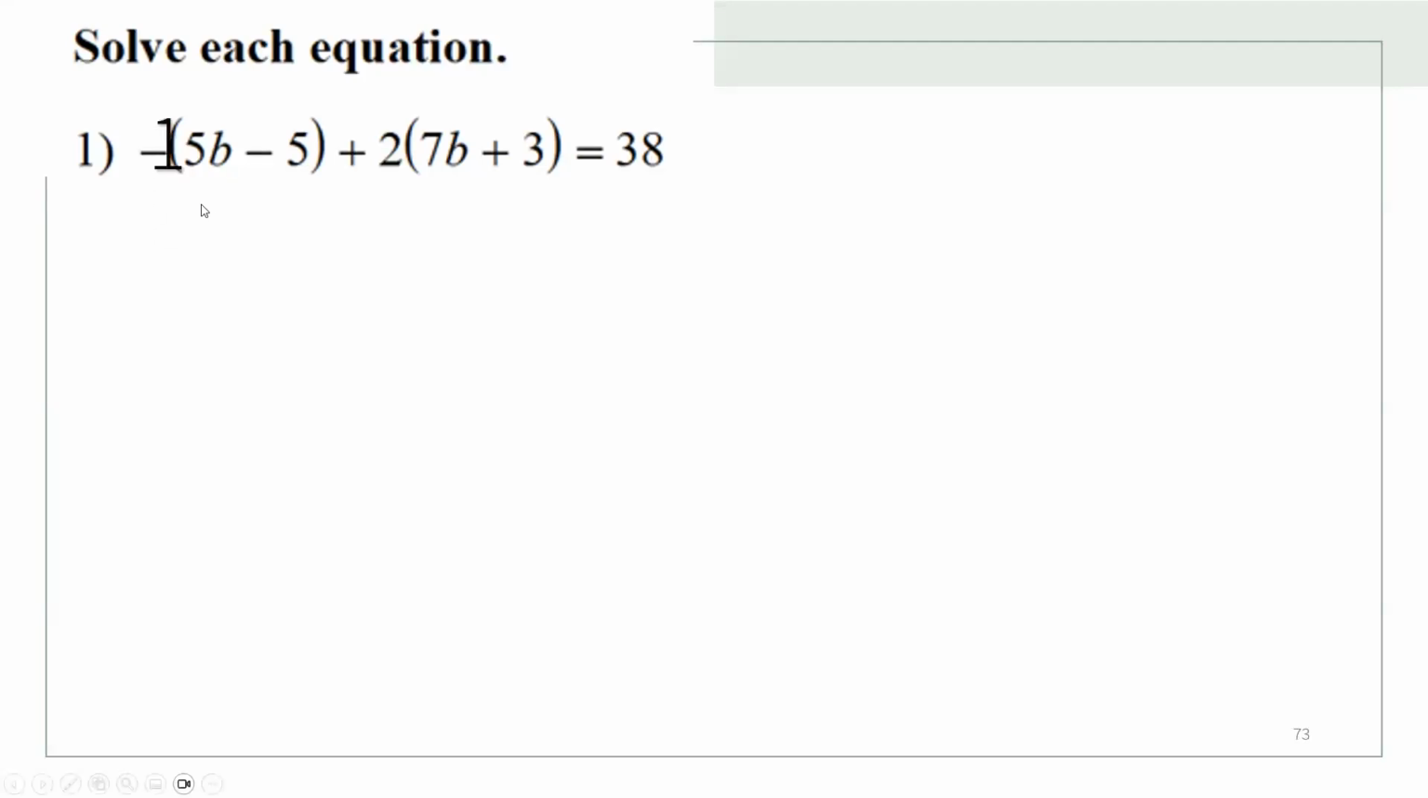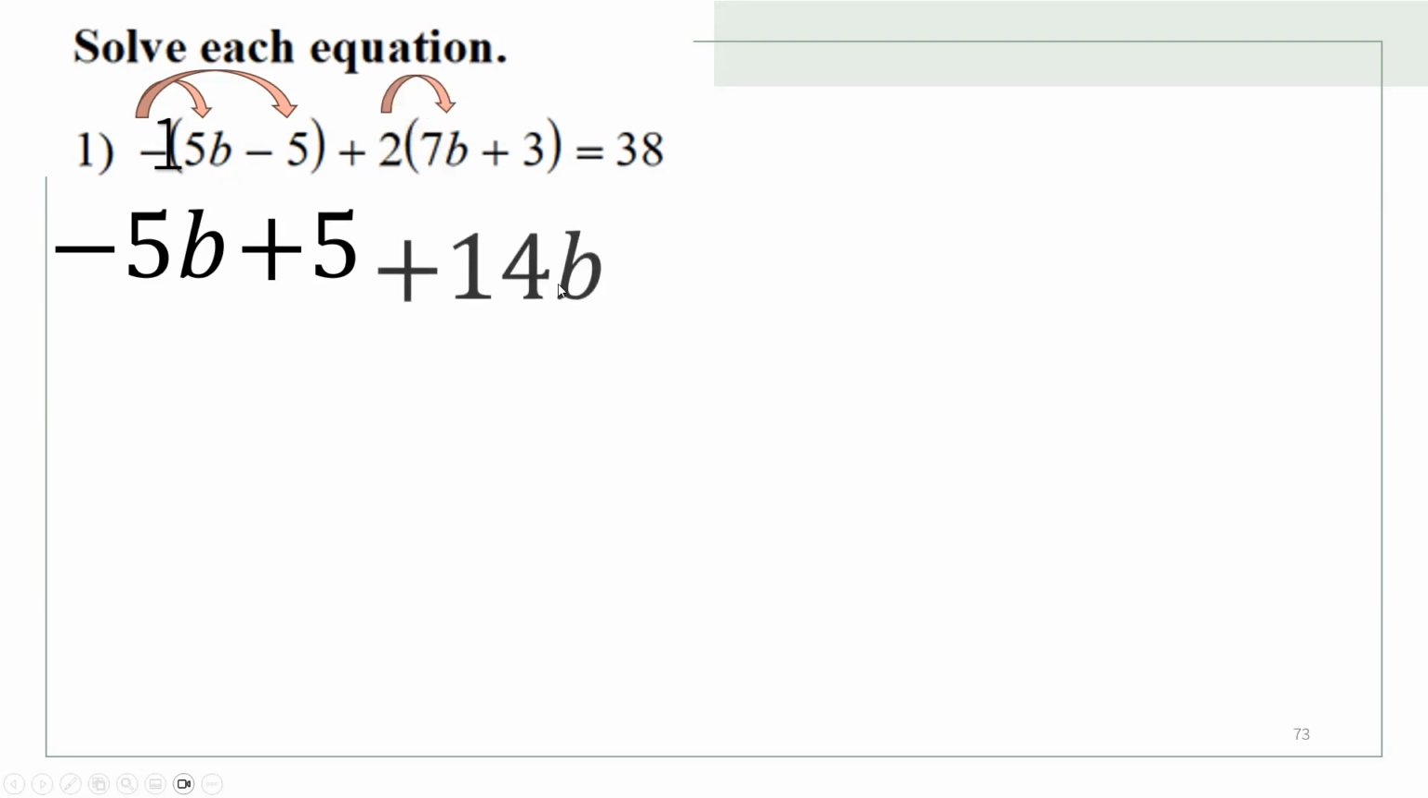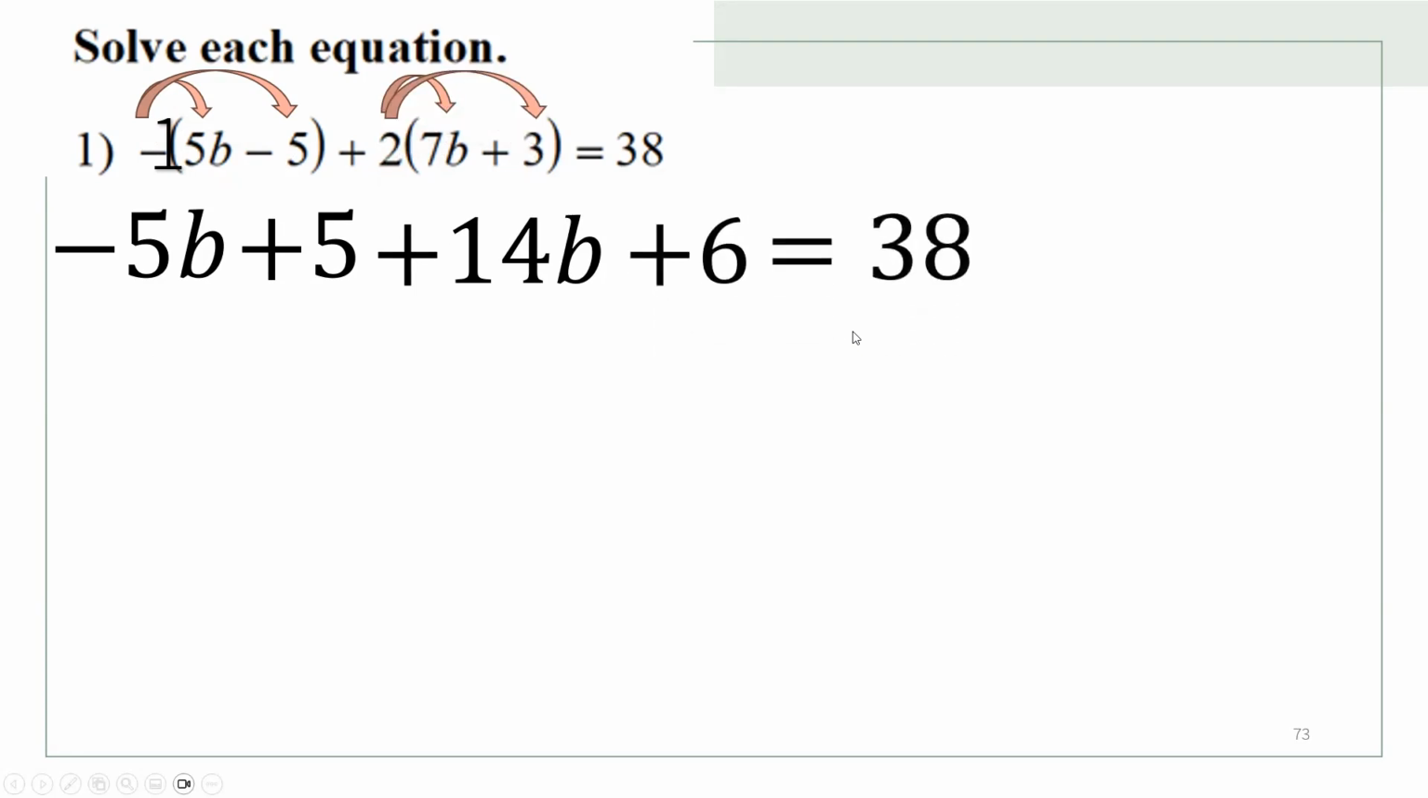So remember, very important fact, if you just have a negative in front, that's still a -1. So I still have to multiply through by -1. So -1 times 5 is -5, and then we attach a b to it. -1 times -5 is a +5. Okay? 2 times 7b is 14b. 2 times 3 is 6. 38. Okay, bring that down. So do your distribution. Step number 1. Distribution. Step number 2, let's see what we can combine.